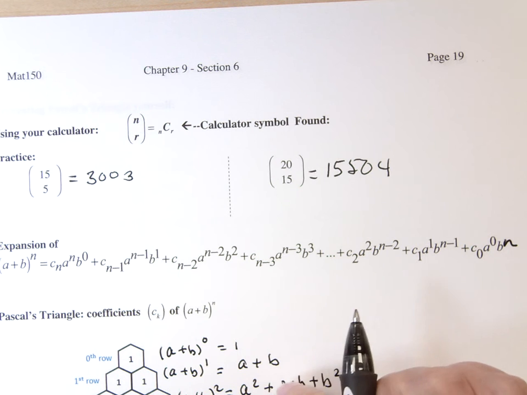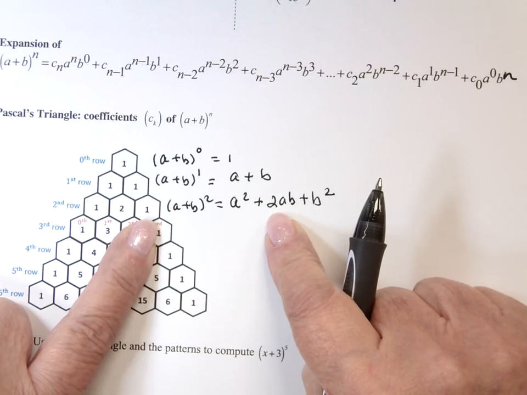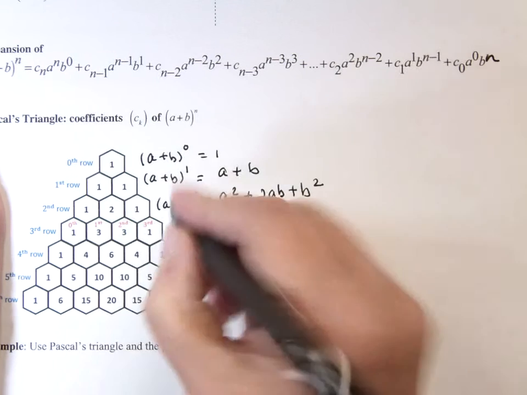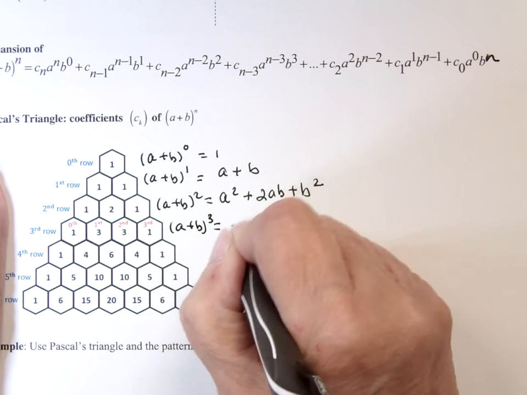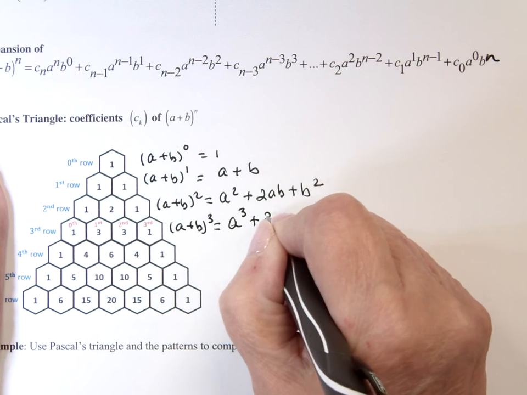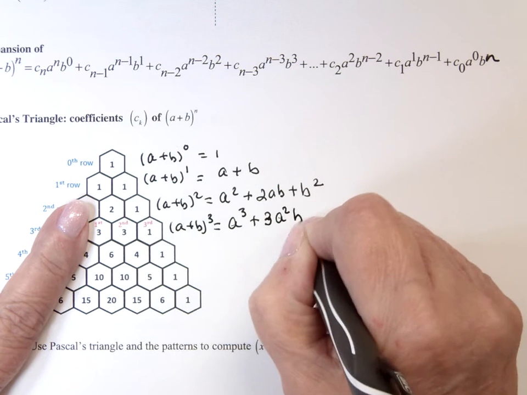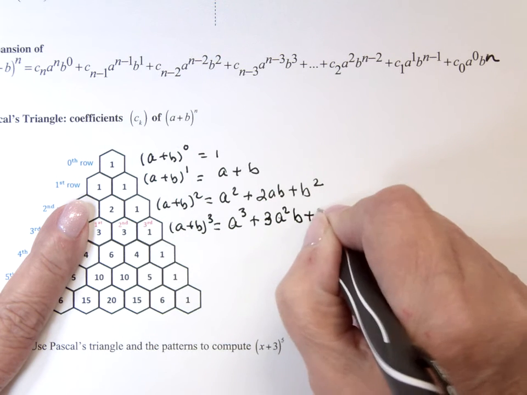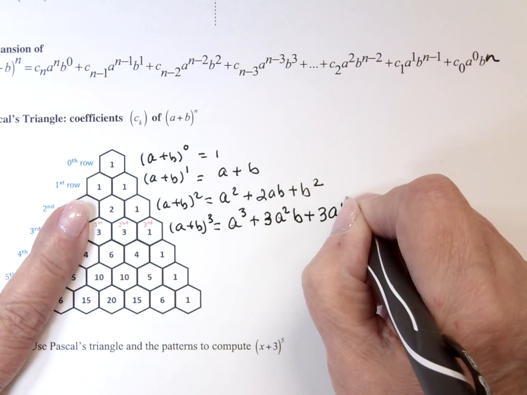A goes down, b goes up. But those are the multipliers. Those are those c's. Now, a plus b cubed is a cubed plus 3, a goes down 1, b comes up 1, plus 3, a goes down 1, b comes up 1.